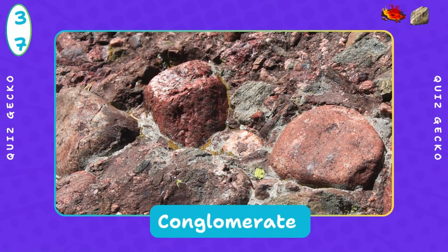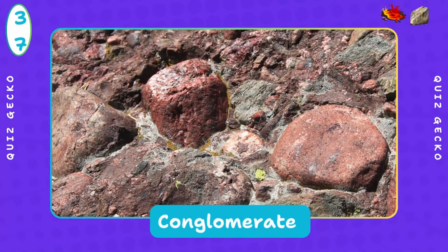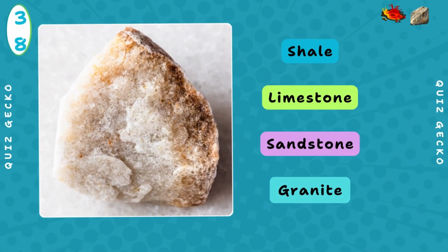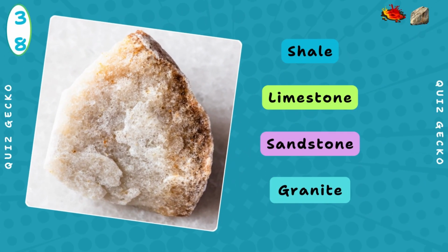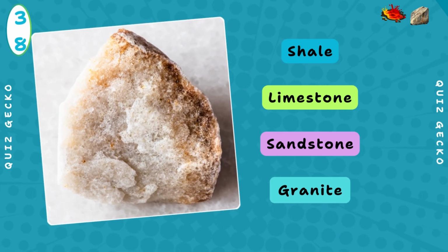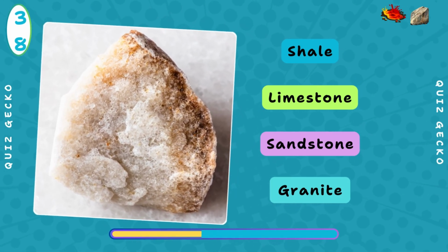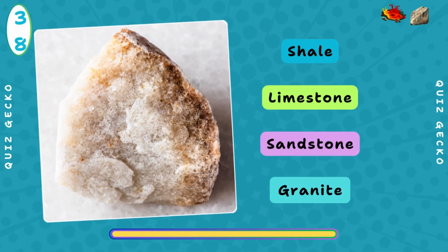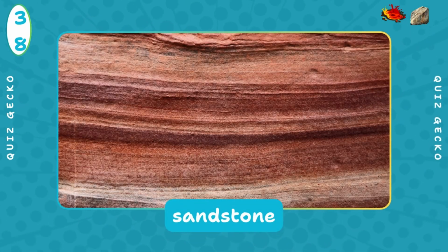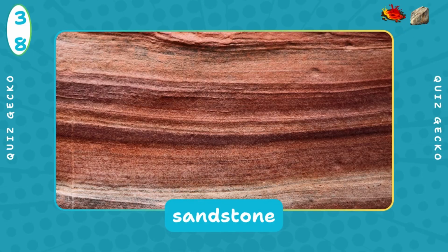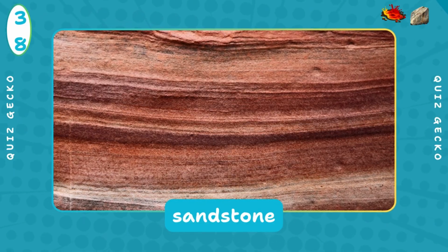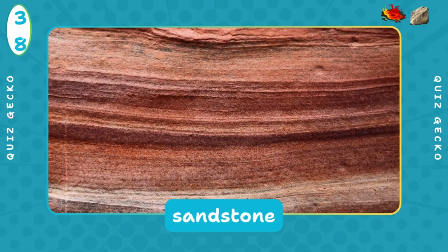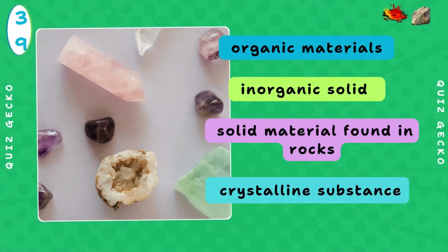Conglomerate is formed when pebbles, cobbles, and sometimes boulders are compressed and cemented together. What is the parent rock of quartzite? Shale, limestone, sandstone, granite. Sandstone. When sandstone is subjected to intense heat and pressure, its quartz grains fuse together and form a very hard, non-foliated rock called quartzite. What is a mineral?